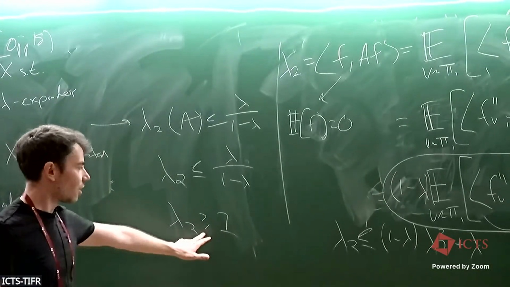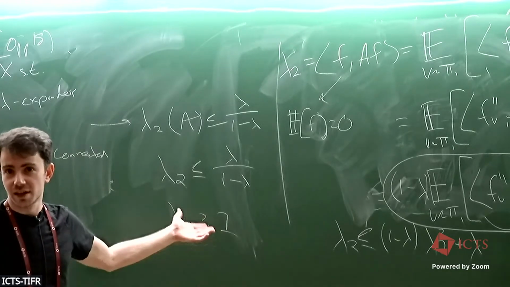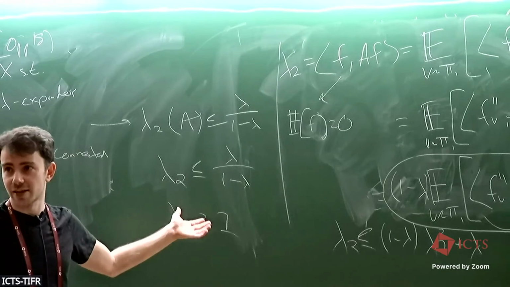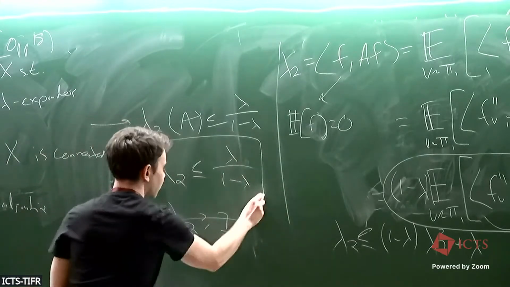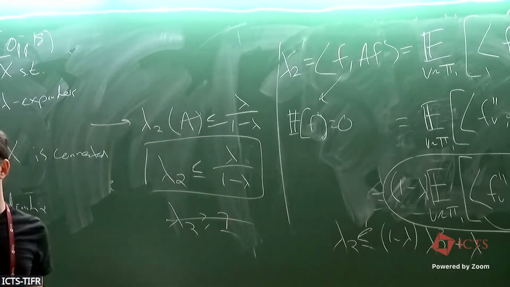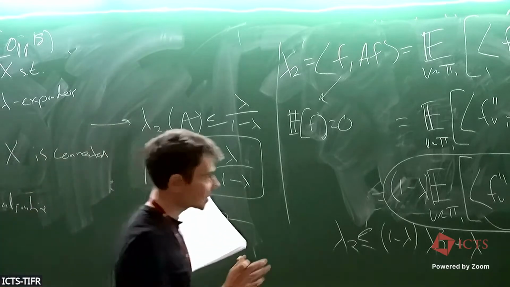But the one skeleton is connected, so this second case can't possibly be the case. Because we saw that being connected is exactly that lambda 2 is strictly less than 1. And we end up with the bound lambda 2 is at most lambda over 1 minus lambda for the link expansion. Okay, so that's the full proof.